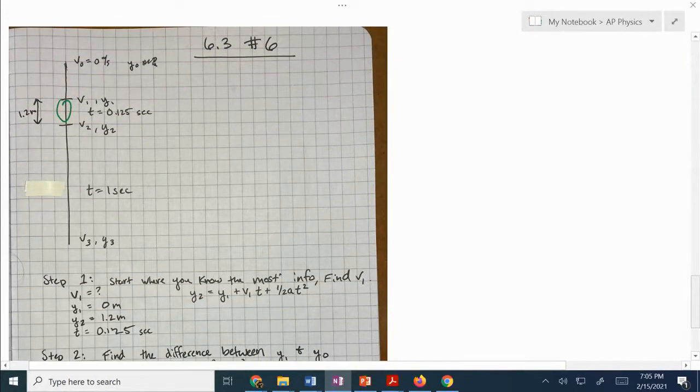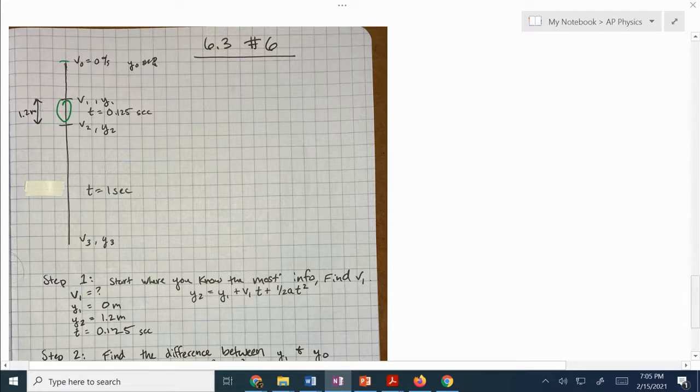When I set this up, I said we've got our initial velocity, which is at the top of the building, and I'm going to assume it's dropped, so that would give it an initial velocity of 0. Then I just numbered them. I've got velocity V1, which is at the top of the window, and I called it y1. I've got V2, which would be the bottom of the window, and Y2, which is the height of the bottom of the window, and then V3 and Y3, which are at the bottom. And the difference between Y1 and Y2 is 1.2 meters.